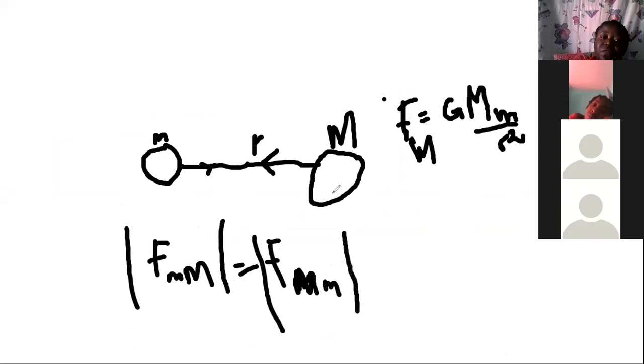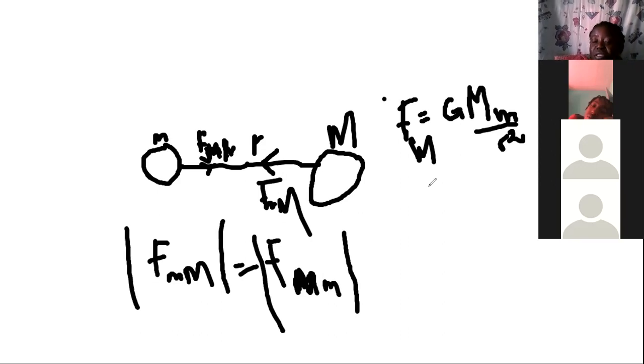So this is the force on the capital M due to the small m, and this is the force on the small one due to the capital. We see that these forces are equal in magnitude, but they are in opposite directions, as you can see on this diagram.